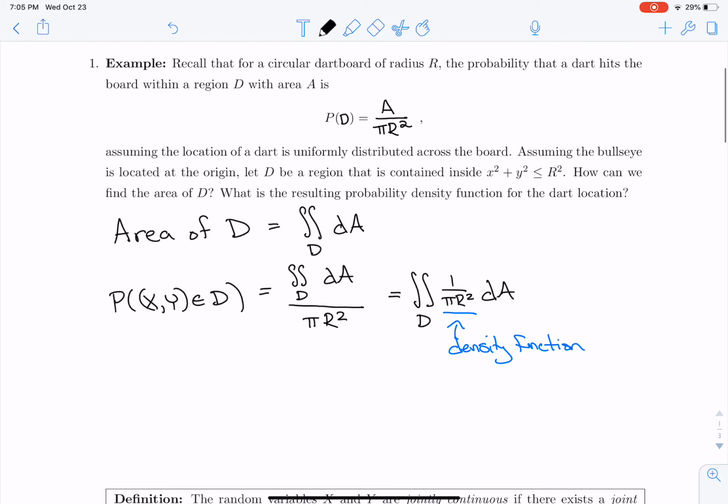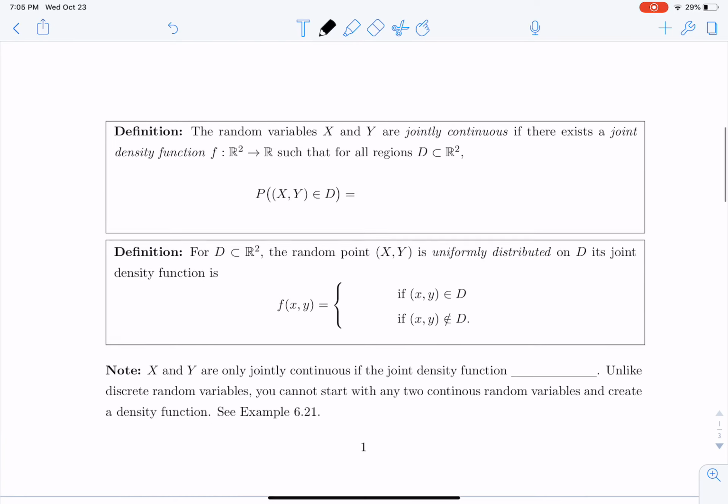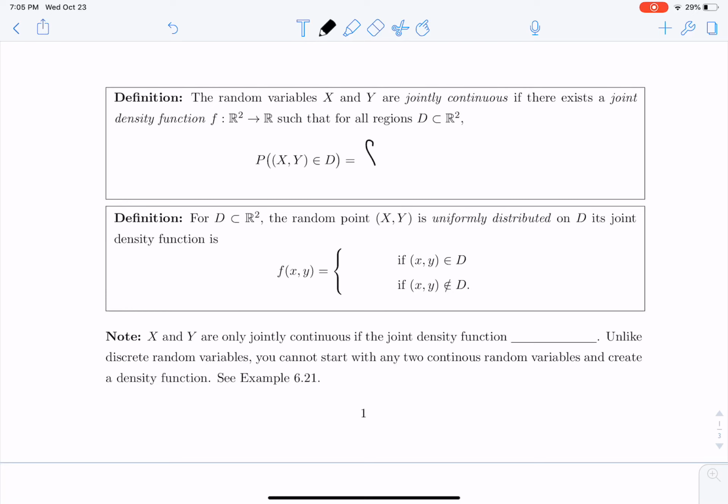So let's make some definitions. The random variables x and y are jointly continuous if there exists a joint density function, f, being a function from R2 to R, such that for all regions D in R2, the probability that the two points x and y are in that region D is going to be the double integral over that region D of our density function, f of x, y, dA.